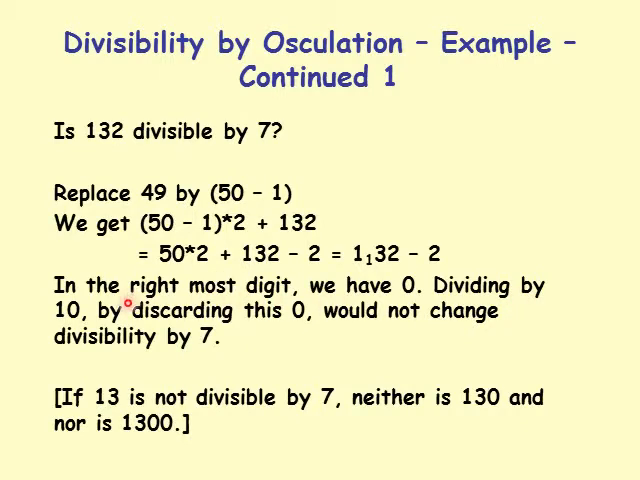We will divide that by 10 by discarding this 0. We would not change the divisibility by 7. We're looking for divisibility by 7, and dividing a number by 10 by discarding zeros on the right does not change the divisibility. For example, if 13 is not divisible by 7, neither is 130, nor is 1300.